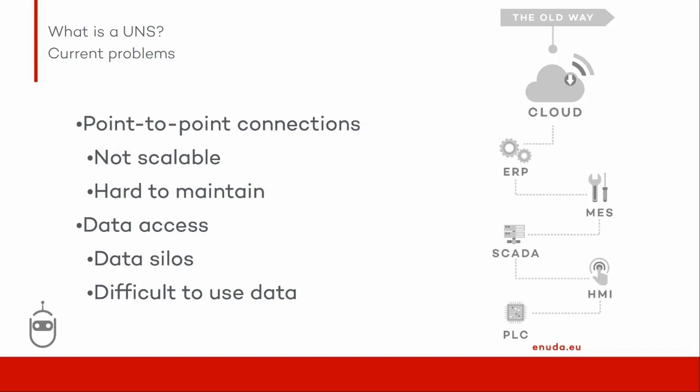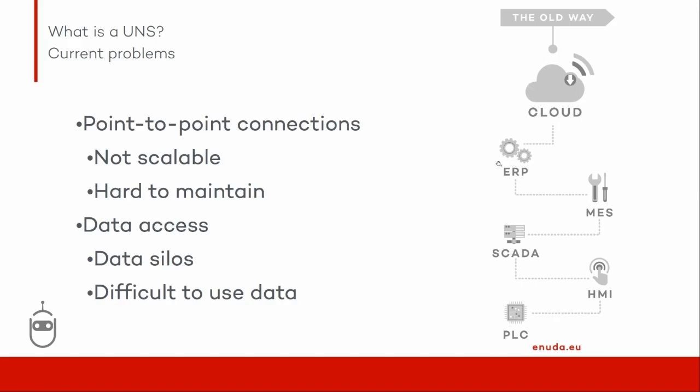In order to talk about what is a UNS, we need to understand a bit about the problems that there are in what we have labeled the old way, which is basically the automation stack. In the automation stack, we have different layers. Starting from the bottom, we have the PLC and sensors, we have the HMI, the SCADA level, the MES level, the ERP level, and lastly, the cloud level.